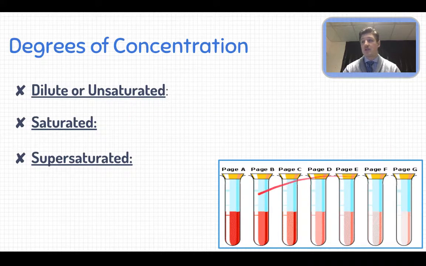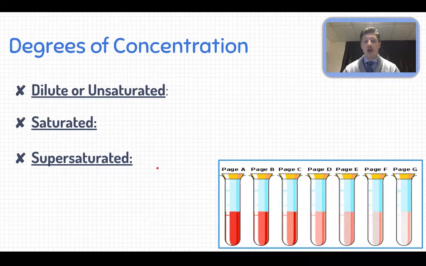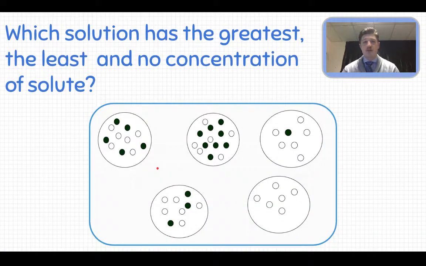So here you can see just a cool little diagram, obviously really saturated down to not so saturated in terms of concentration. So let's put it to the test. Which of these solutions here, if these are the molecules under a super electron microscope, has the greatest, the least and no concentration of solute? So I want you to pause the video and maybe write a justification on why you think that, and let me know in class.